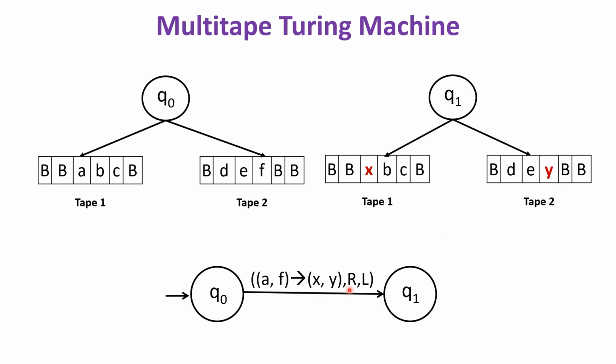Then tape 1 will move towards the right. Previously it was pointing to A. Now A is replaced as X and the head is moved towards the right, pointing to B. And tape 2's read-write head will be moved towards the left. Previously it was pointing to F. F is replaced as Y and it is moved towards the left and is at present pointing to E.